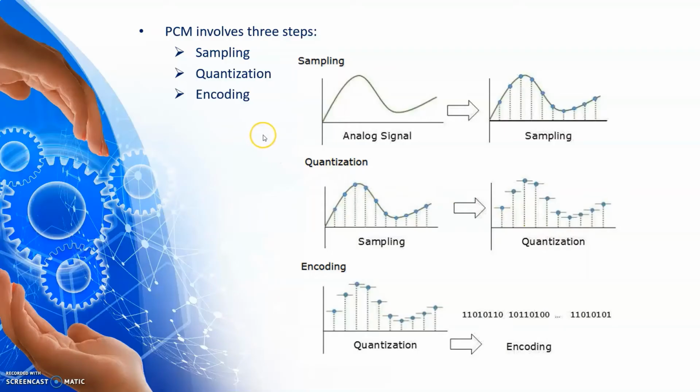Steps that are involved in the PCM. Okay, so here are the steps that you have to remember. The first one is sampling. The second one is quantization, and the third one is encoding.